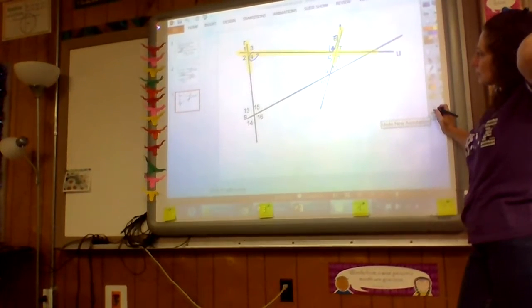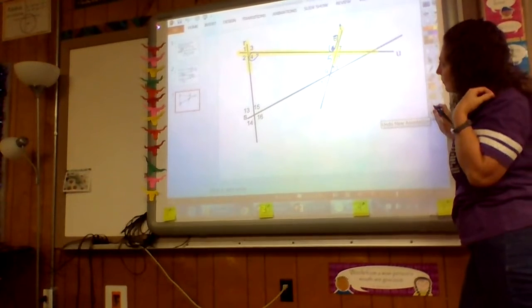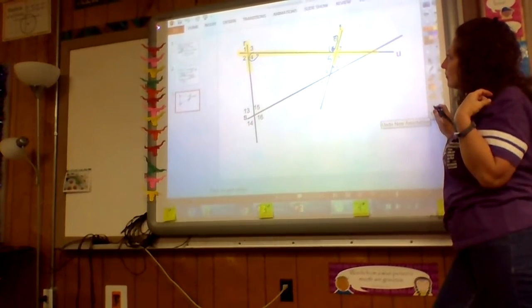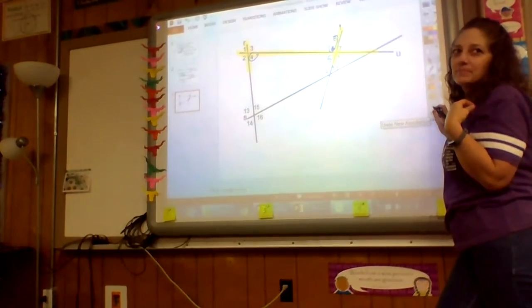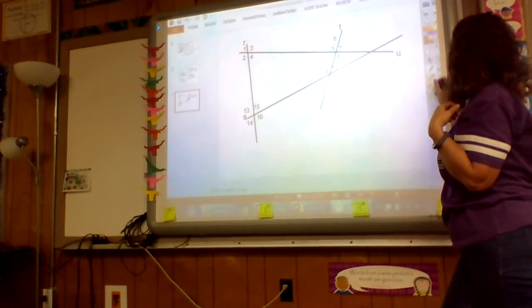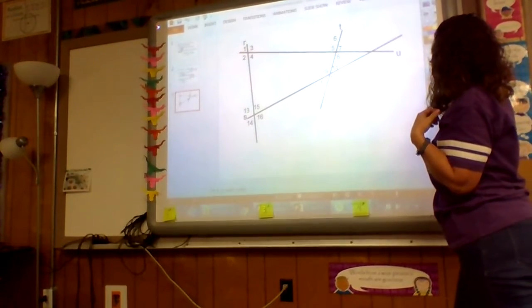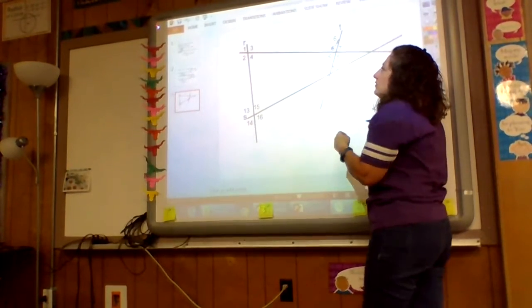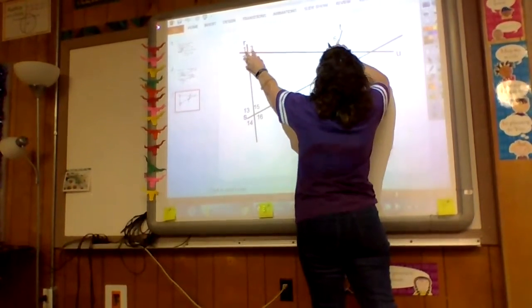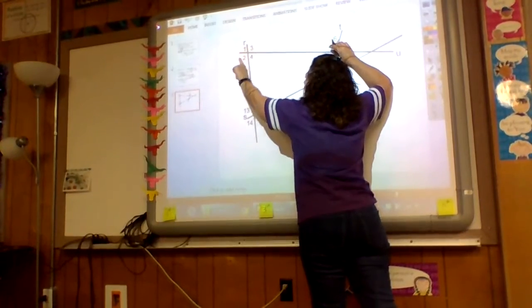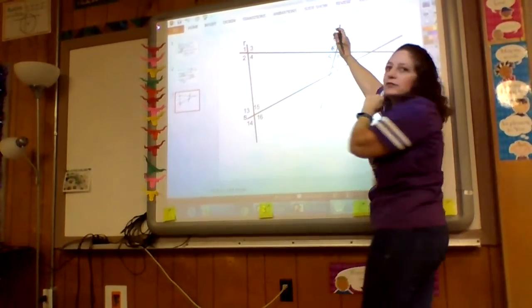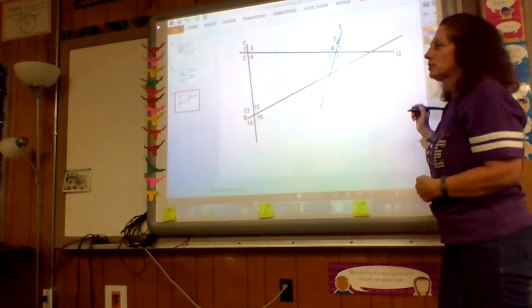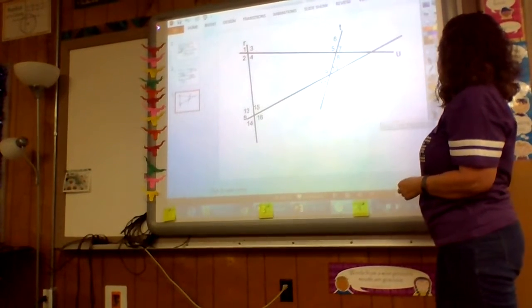Let me clear that off. 2 and 5. 2 and 5 would be correct. So when I'm looking at these 2 sets of the 8 angles, this is on the bottom left, this is on the bottom left. So yes, those are your corresponding. Okay, good. Let's go to a different transversal line.